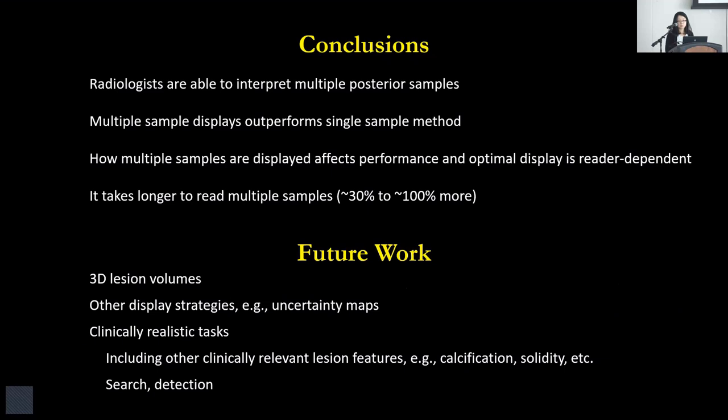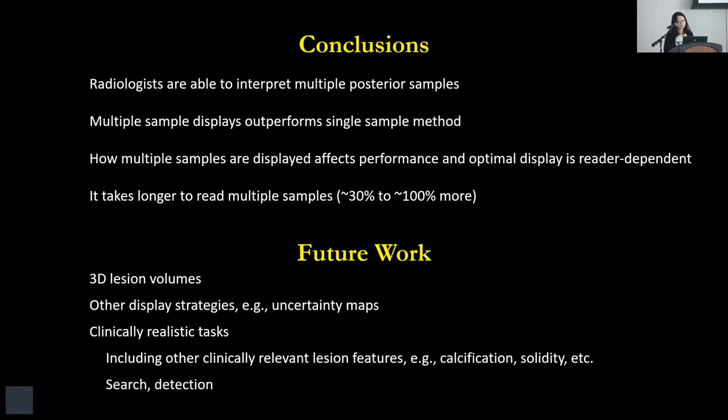So we're still at the beginning stage of this investigation, but we have learned a lot of interesting things. I think the results suggest that radiologists are able to interpret multiple posterior samples, and using multiple samples, the performance is better compared to single sample methods. What's interesting is that how multiple samples are displayed, movie versus tiles, does affect performance, but the optimal display seems to be reader dependent. And as expected, it takes longer to read multiple samples, on average 30% to over 100% more, but how much longer is also very reader dependent.